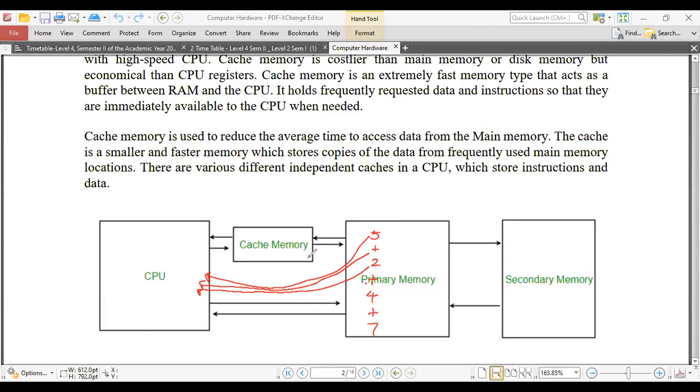In that case, what the operating system is going to do is save this instruction here in the cache memory. Then you can see it is located much closer to the CPU, and its speed is also higher than RAM.